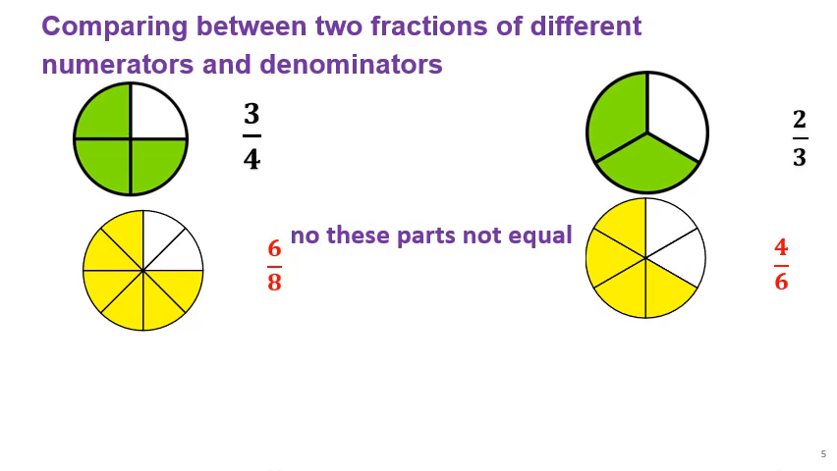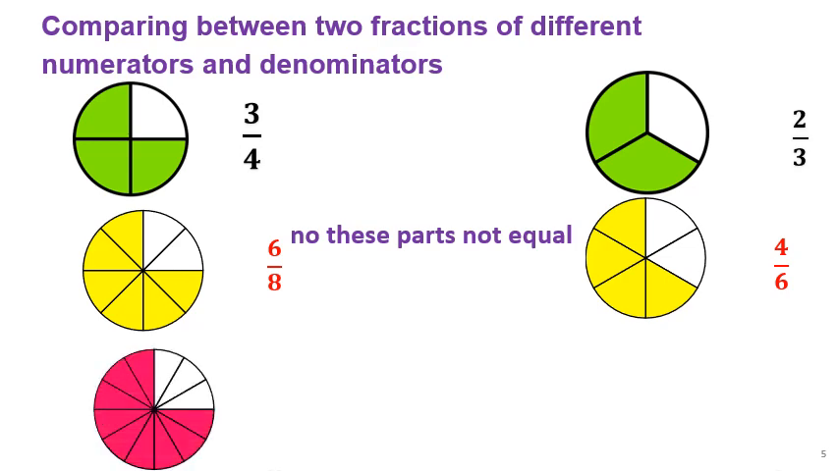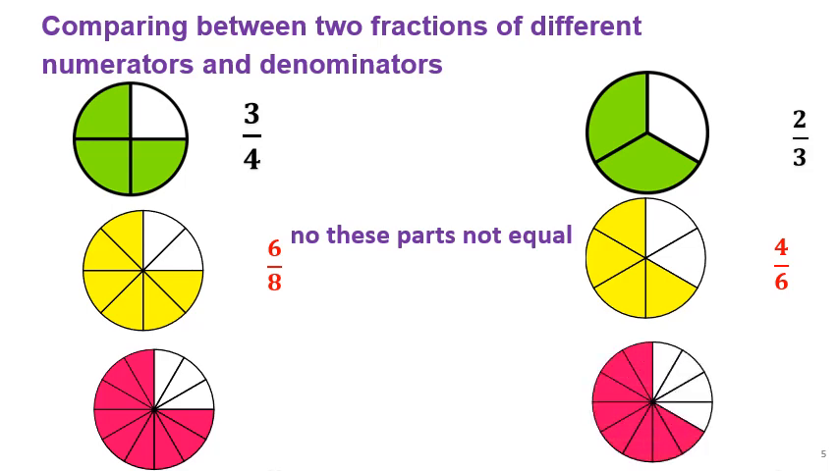I will divide each part into 3 equal parts. Let's do it, like this way. And let's write the fractions: 9 out of 12 and 8 out of 12. Do they have the same denominator? Yes. Which is greater? 9 out of 12 is greater than 8 out of 12. It's okay.